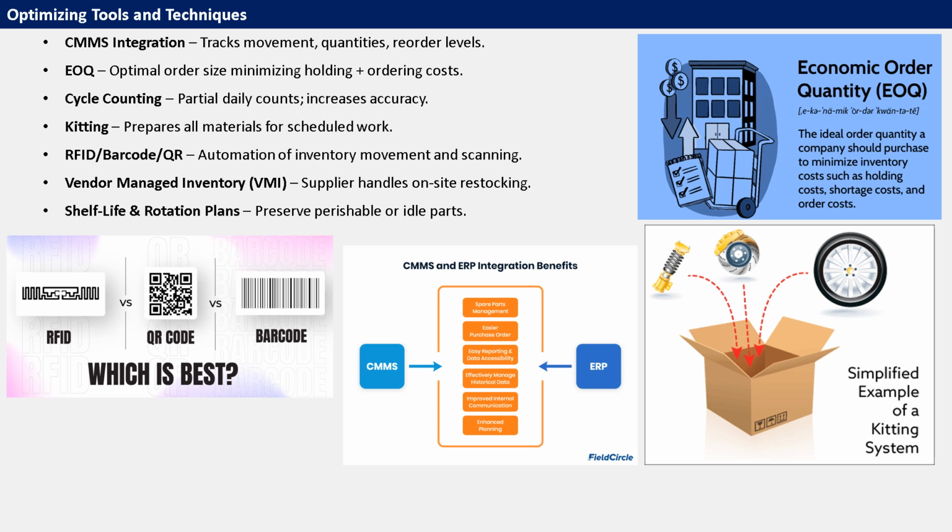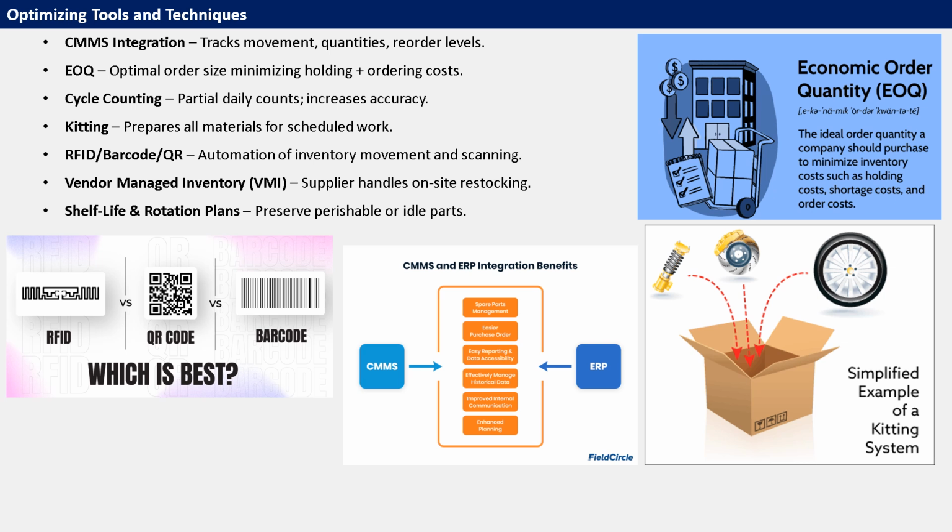Automation tools, such as RFID, barcode scanners, and QR codes, improve the speed and accuracy of inventory transactions. They also enhance traceability and make data entry more reliable. Vendor Managed Inventory, VMI, shifts the responsibility of stock monitoring and replenishment to the supplier. This approach reduces procurement effort and ensures that commonly used parts are restocked based on actual consumption trends.